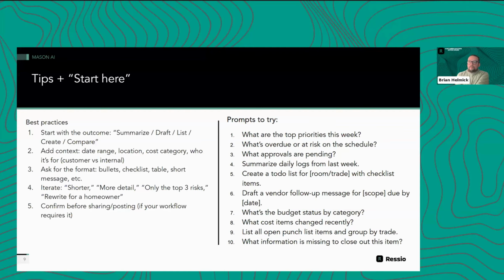A couple prompts to try, though. What are the top priorities this week? What's overdue or at risk on my schedule? Things like that. Summarize the daily logs from last week. That's a great one to review, especially if you're the owner and you're just trying to reach in and see if your project managers are taking care of everything that they should be. Do what I did: ask him to make you a checklist or an inspection list or a punch list for you. All of those are great to work with.